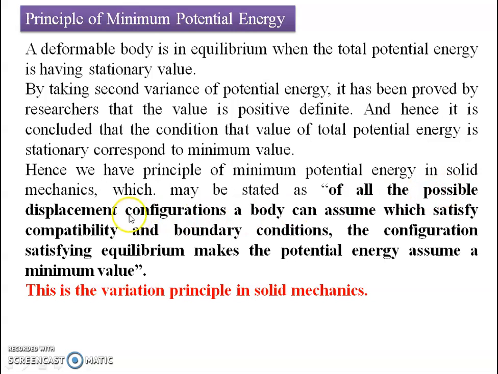Hence we have the principle of minimum potential energy in solid mechanics, which may be stated as: of all the possible displacement configurations a body can assume which satisfy the compatibility and boundary conditions, the configuration that satisfies equilibrium makes the potential energy assume a minimum value. This principle is also called a variational principle in solid mechanics.